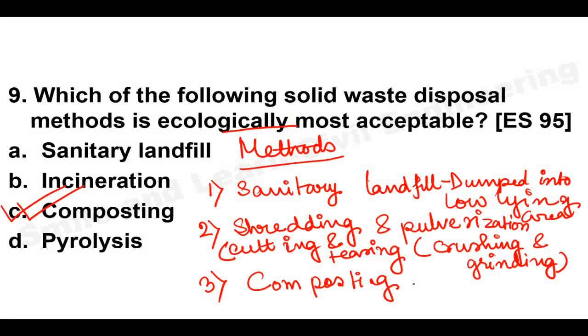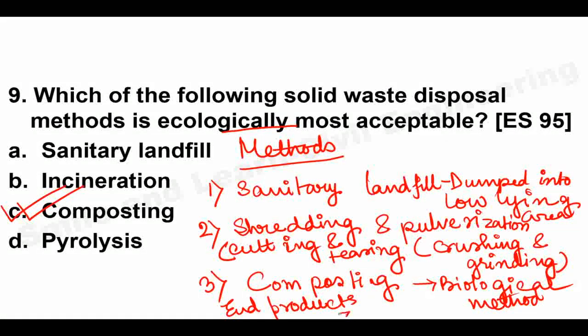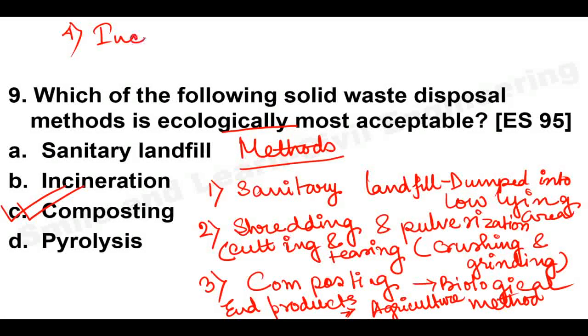This is because it is a biological method and the end products are always humus or compost, so they can be used for agriculture. Composting methods, like the indoor method and the Bangalore method, we have also discussed. The fourth method is incineration and pyrolysis.